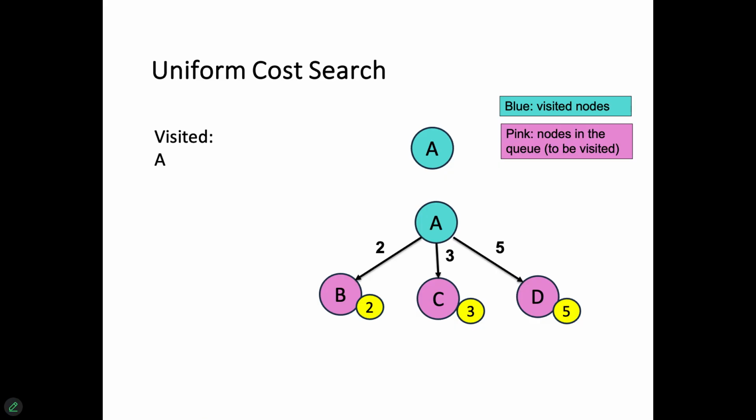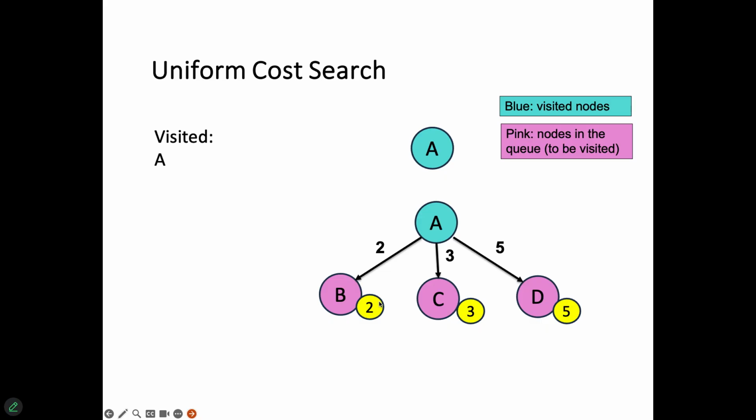So we can go to B, okay. That's good. So we have three options, or three open paths, from A. We have B, C, and D, but we choose B.